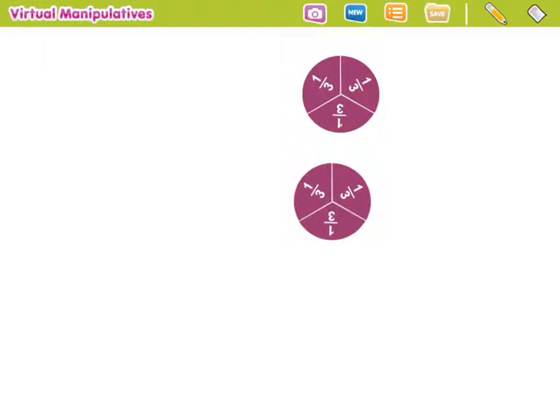now check it out. I still have 1, 2, 3, 4, 5, 6 of my 1/3, but you can see that I have 2 whole circles. So that helps us see that 6 times 1/3 equals 2. So we have 2 whole circles.